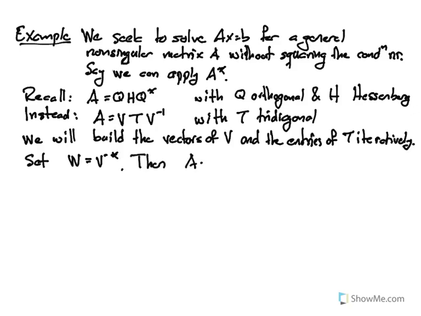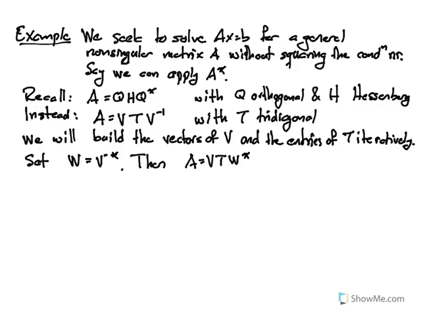Then we have A is equal to V T W star. So now you see this sort of looks like a singular value decomposition instead. So V and W are not going to be orthogonal, and T, instead of being diagonal, is going to be tridiagonal, but it's sort of conceptually the same.